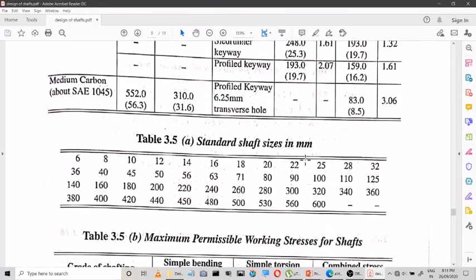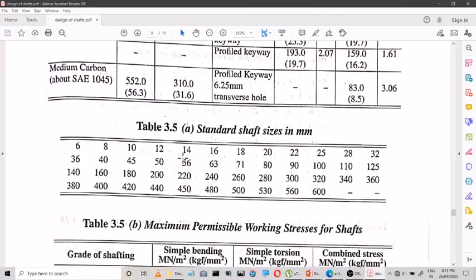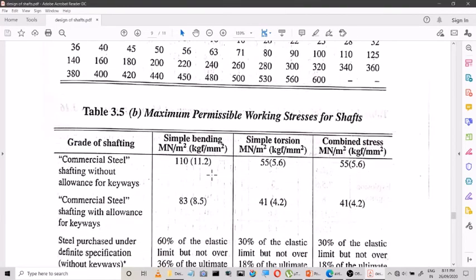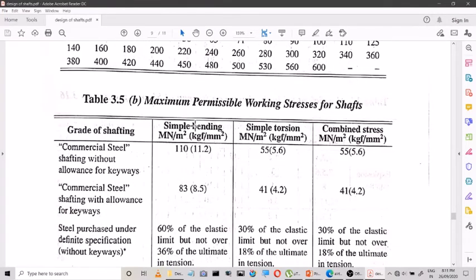Now this is all related to fatigue. Look at table number 3.5 here. This is the standard shaft sizes in mm: 6 mm diameter, 8 mm, 10 mm, 12 mm, 14, 16, 18, 20, like that. Next, the maximum permissible working stress for shafts. If it is simple bending, you can go for 83 to 110, again based on the type of material here.